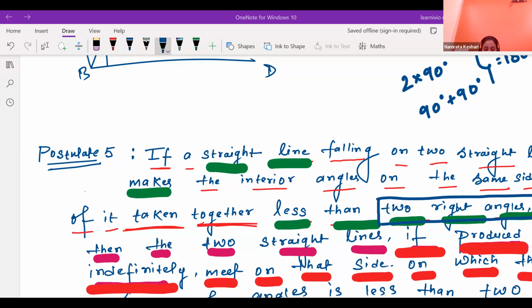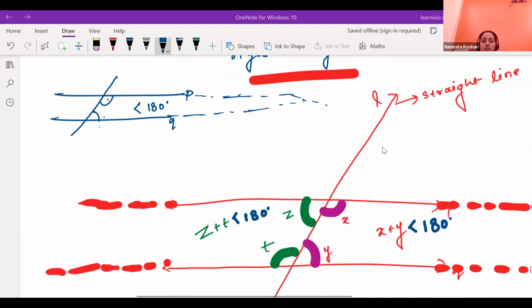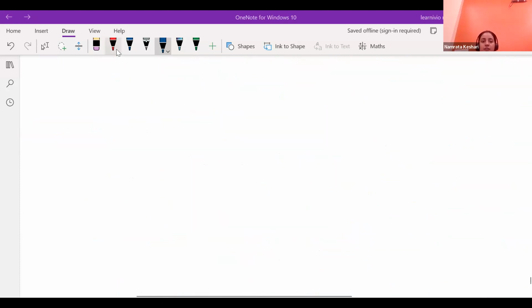Ma'am, after this chapter, which chapter are we going to do? Coordinate geometry we have not discussed so far. Lines and angles also I want to discuss with you all. So from these two chapters, I will start one and then finish it. Okay. Let's solve one question.